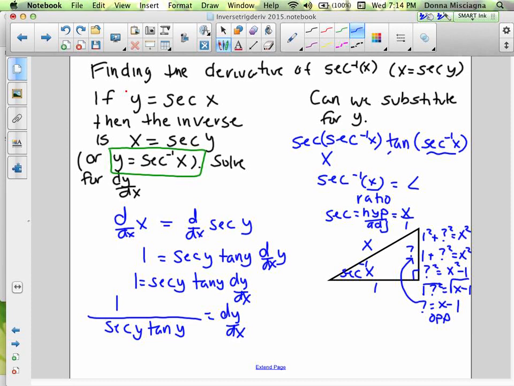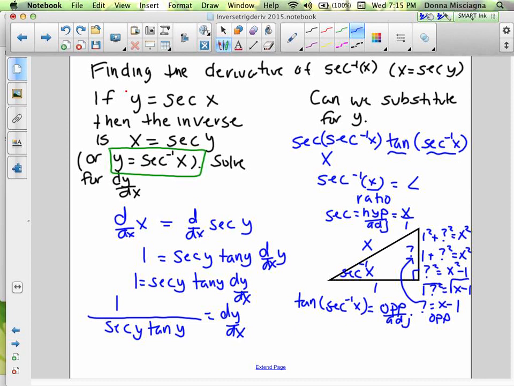Now let's deal with the tangent. We want the tangent of that angle. We want the tangent of arcsecant. Well, what's tangent? Tangent is opposite over adjacent. I hope I have enough room in here. I think I can just squeeze it in because I'm almost done. All right, so opposite and adjacent, let's look at our triangle.